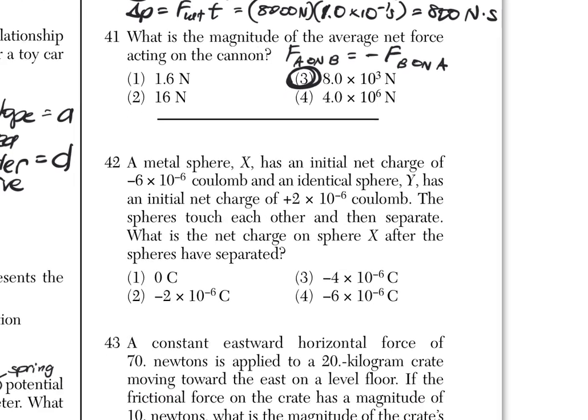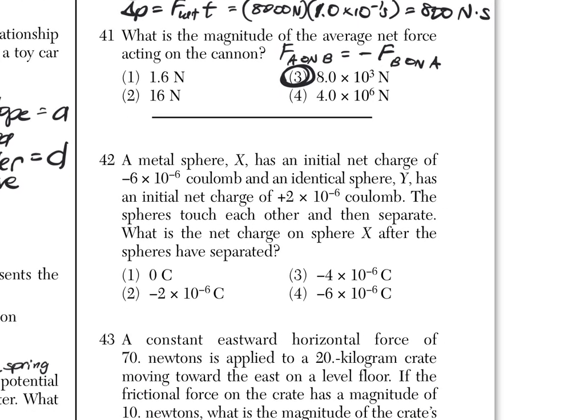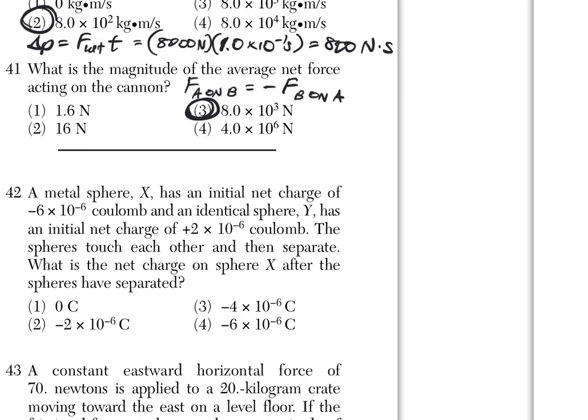All right, 42, metal sphere X, initial net charge, negative 6 times 10 to the negative 6 coulombs. A second sphere Y has positive 2 times 10 to the negative 6. They touch each other and separate. What's the charge on X after they touch? So this is charge by contact, otherwise known as charge by conduction.